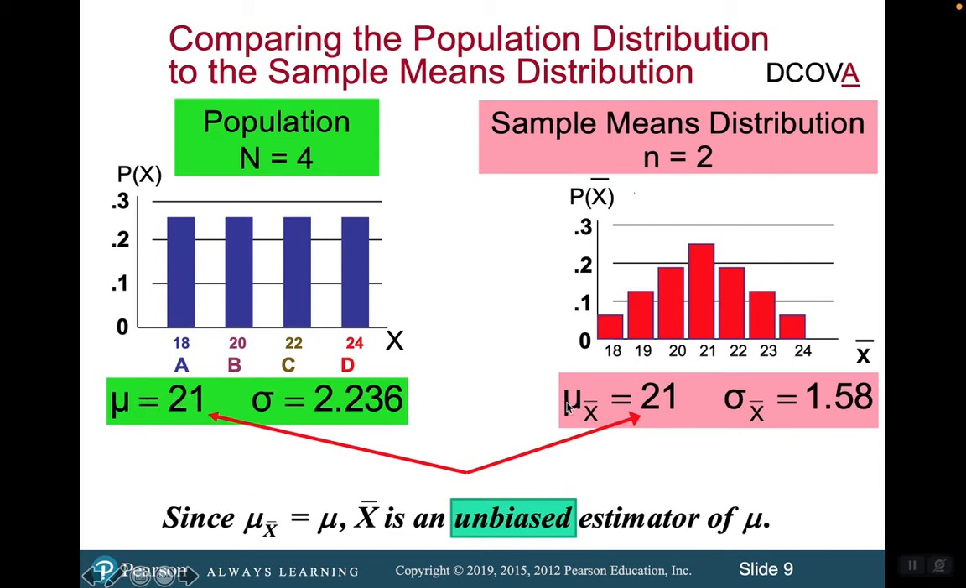So basically, since our population mean is equal to our sample mean, the way we would describe this is that the sample mean is an unbiased estimator of the population mean.